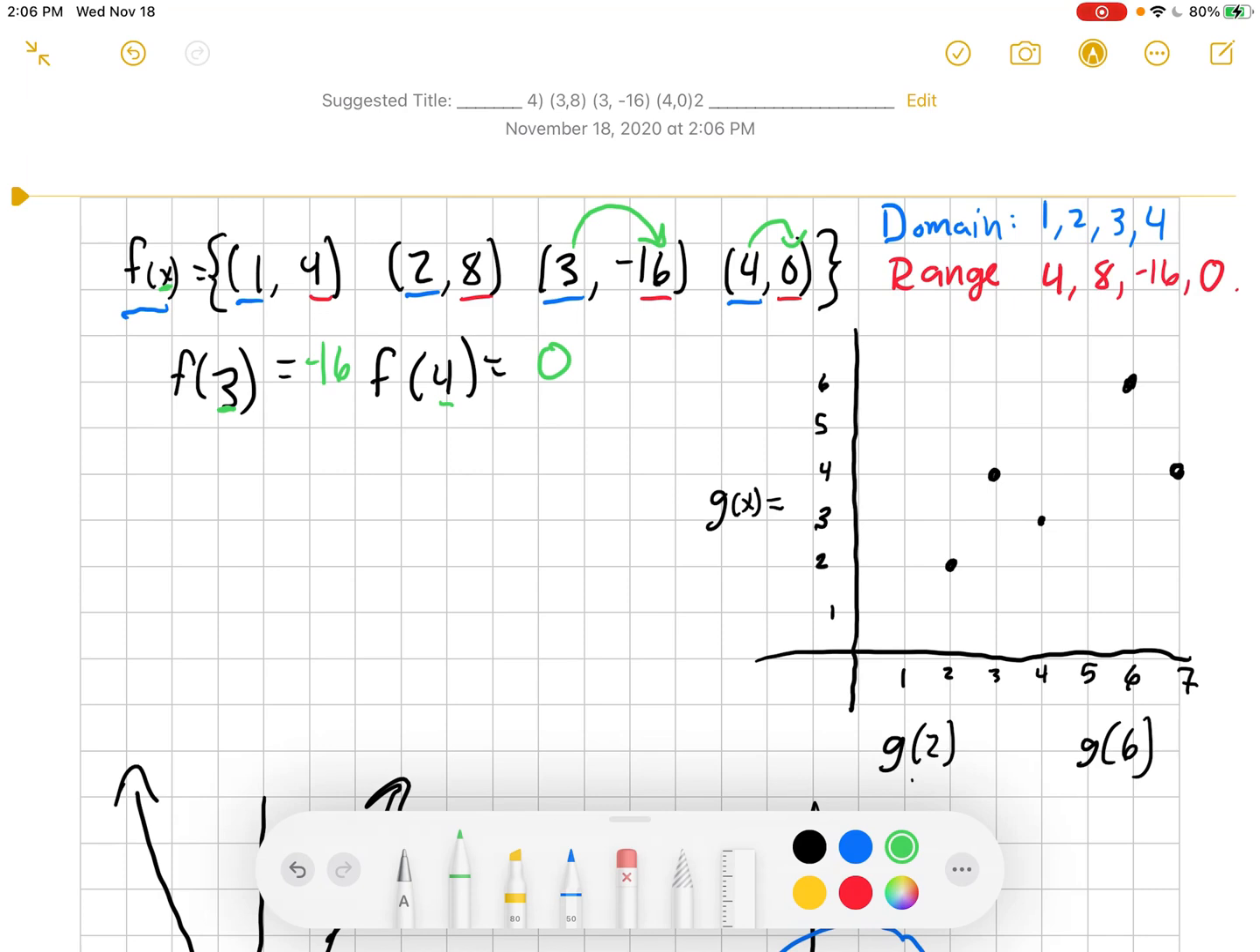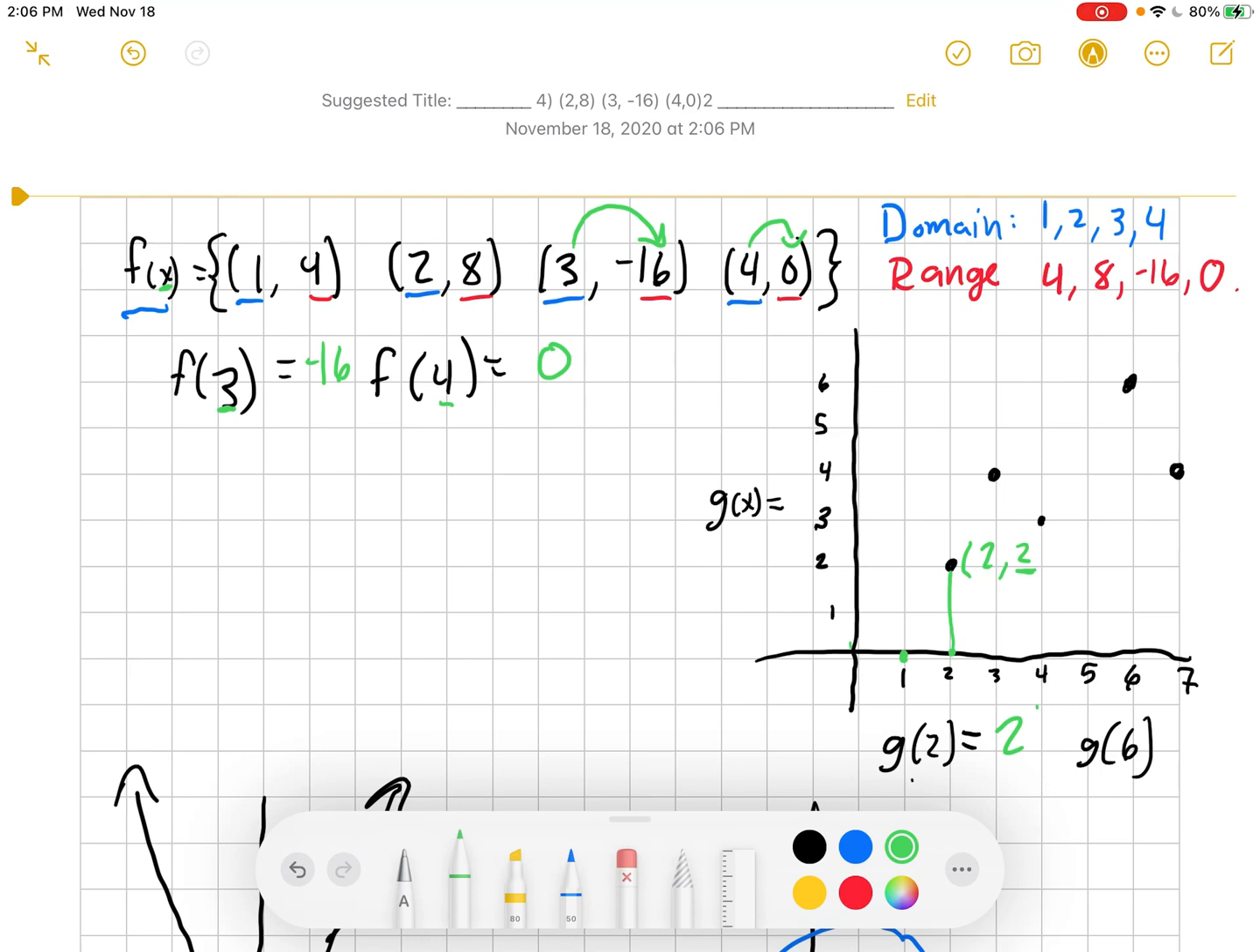We could also do the same thing with the points plotted out. Notice I have a series of points plotted out below for g of x. If we wanted to figure out what g of 2 was, well, we'd go to where x equals 2. You'd find the corresponding point, realize that this point is (2, 2), and so g of 2 would be 2 as well. That 2 coming from the y direction.